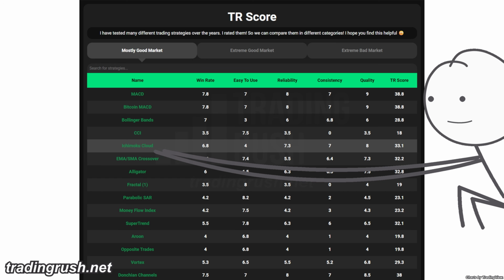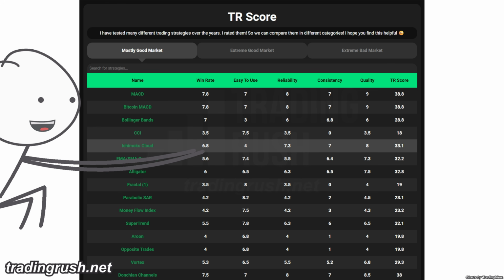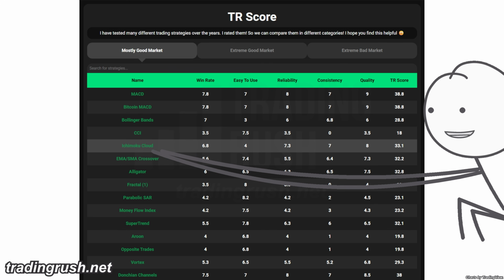But the thing is, I have tested this indicator in the mostly good market before, and it got around a 53% win rate with a 1.5 to 1 reward-risk ratio. Basically, it was one of the best indicators we have ever tested.